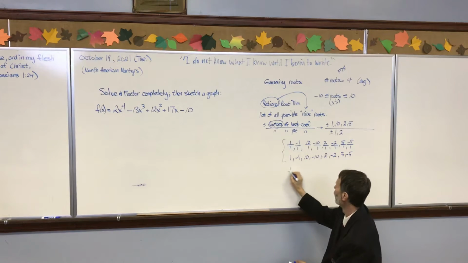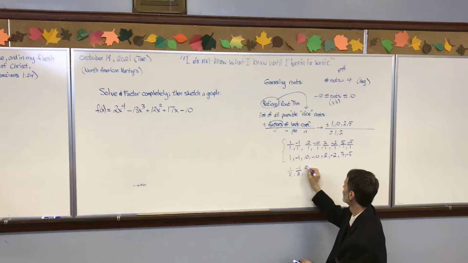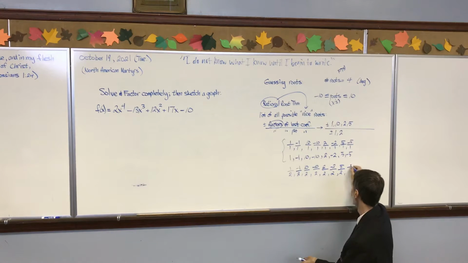Yeah. 1 over 2. Negative 1 over 2. 10 over 2. Negative 10 over 2. Now again, there may be some duplicates when we're done. 2 over 2. Negative 2 over 2. The duplicates we'll throw away. And then 5 over 2. Negative 5 over 2.